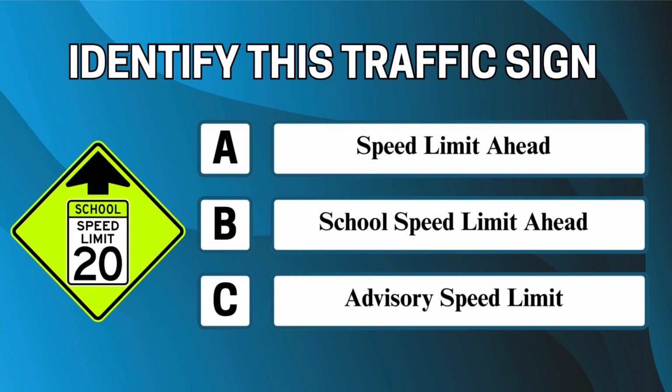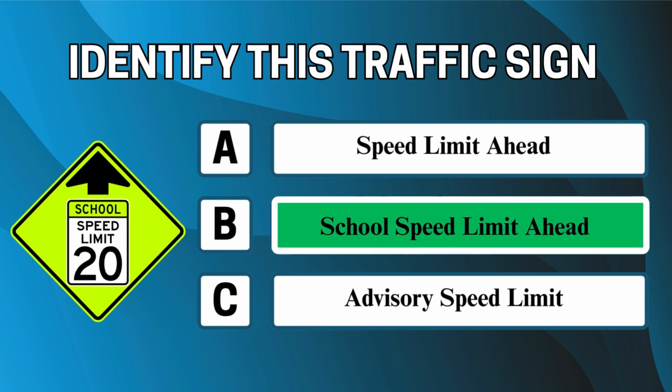Identify this traffic sign. A. Speed limit ahead. B. School speed limit ahead. C. Advisory speed limit. That is right, it is the school speed limit ahead sign.